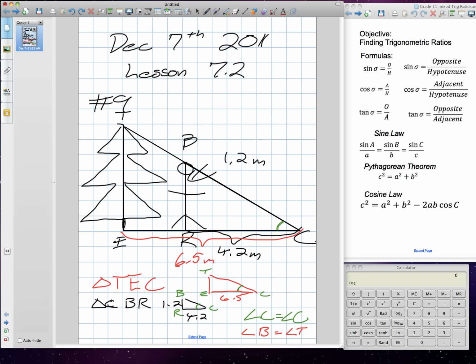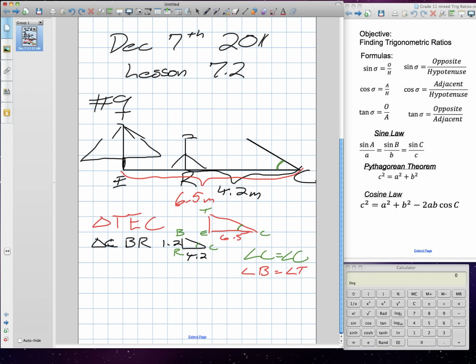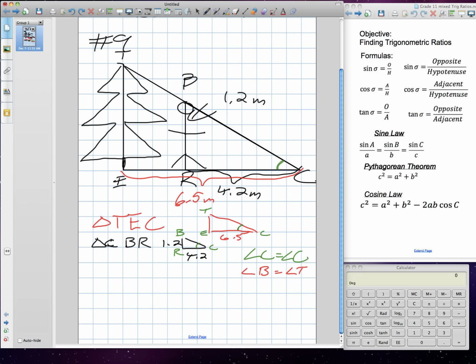Okay, we have corresponding angles. And angle E and R, which are our right angles, are going to be the same. So we know that we have similar triangles. So we need to find the scale factor. Now we're going to be looking for the scale factor between the base of both triangles. So between EC and RC.